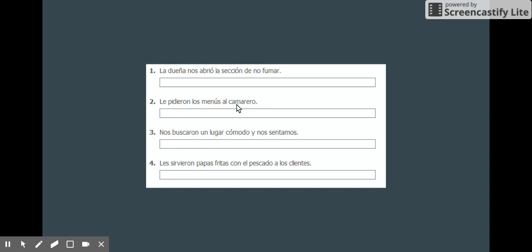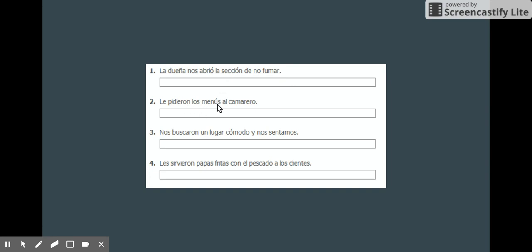For the second one, what you have to do is replace both the direct object and the reflexive pronoun or the indirect object pronoun, so you have a double object pronoun sentence. So in the first one, la dueña nos abrió la sección de no fumar. Nos is the indirect object pronoun. La sección de no fumar is the direct object, and the pronoun would be la. So we would have la dueña nos la abrió.